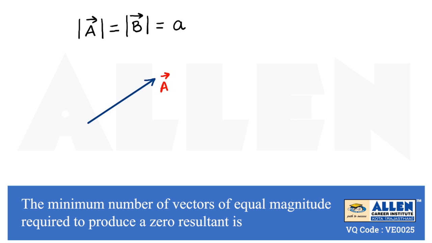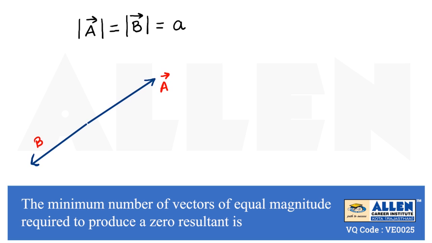Now we will use the second vector in just the opposite direction. Here we have seen the magnitude of both vectors is equal. If we draw in the opposite direction, then they will cancel each other. Suppose vector b is plotted from the same point in the opposite direction. This is representing vector b.